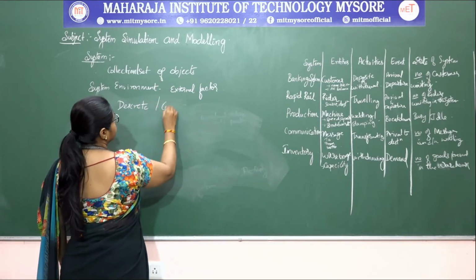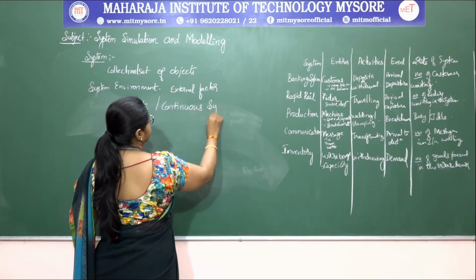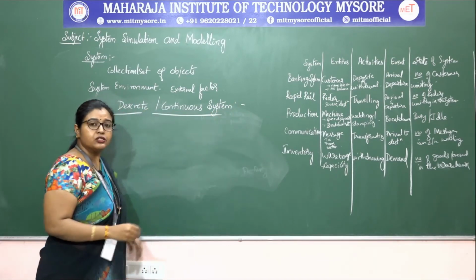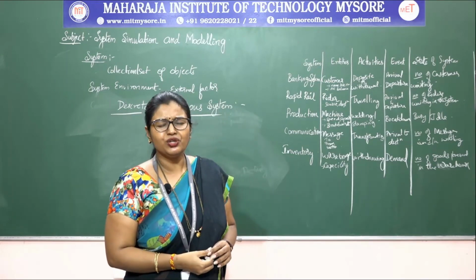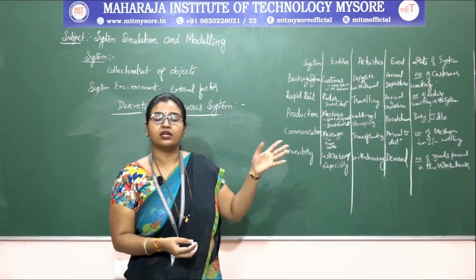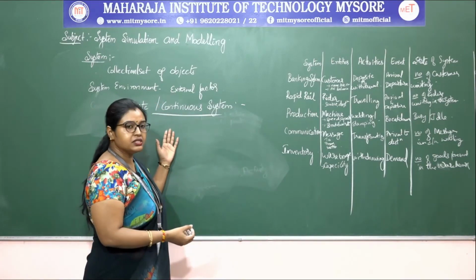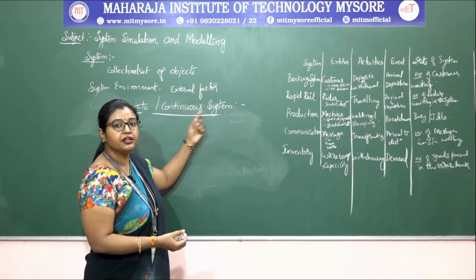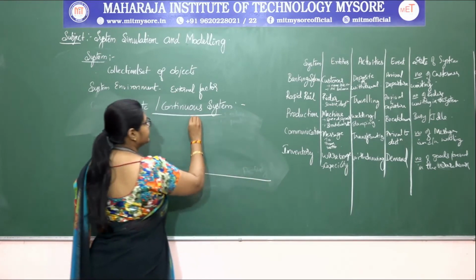Next we have two different types of system, an important one: discrete system or continuous system. Usually we are going to represent our system in terms of what? Entity, attributes, and the state variables, right? So if the state of the system is going to be changed continuously, then it is called a continuous system. Say for example, the water level in the dam.